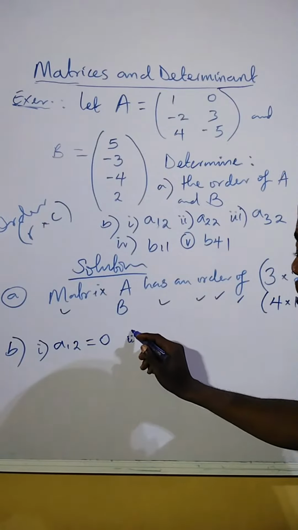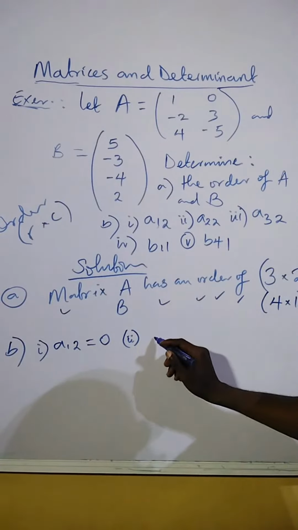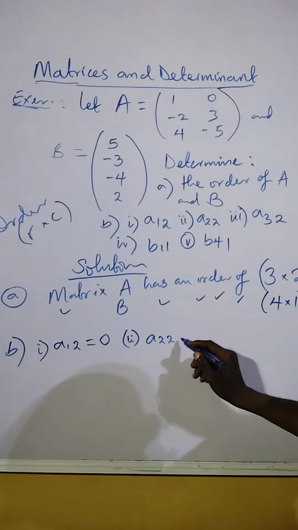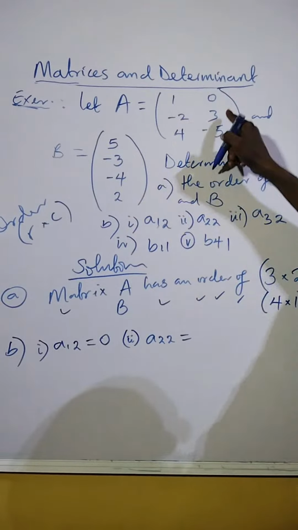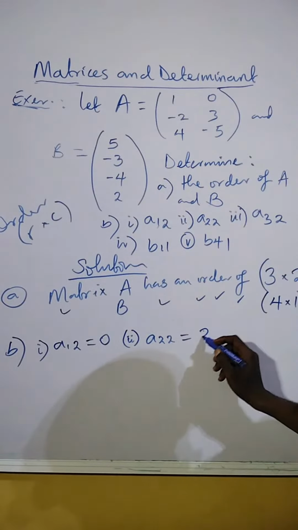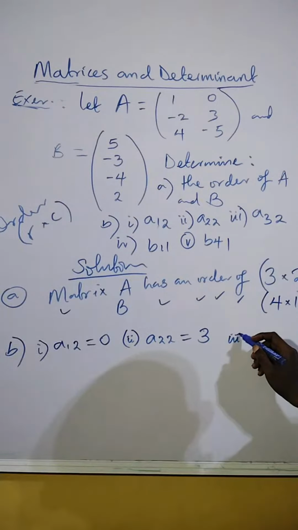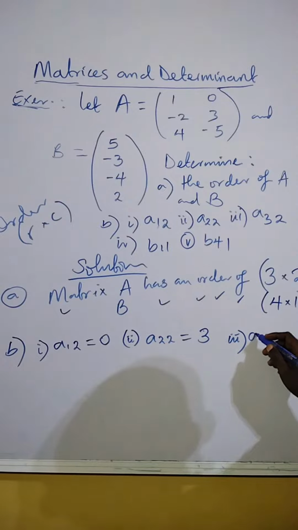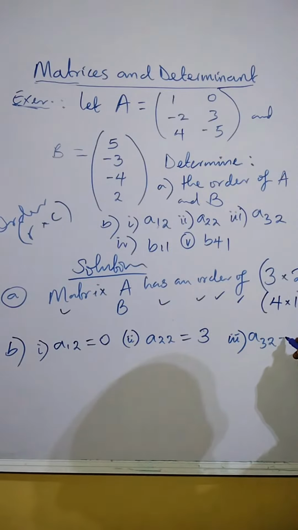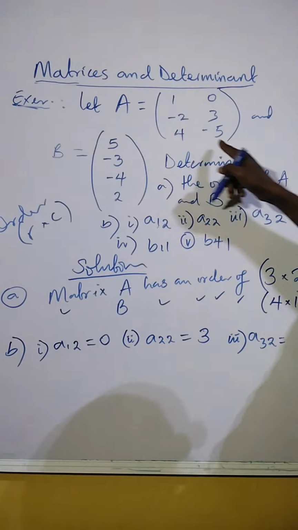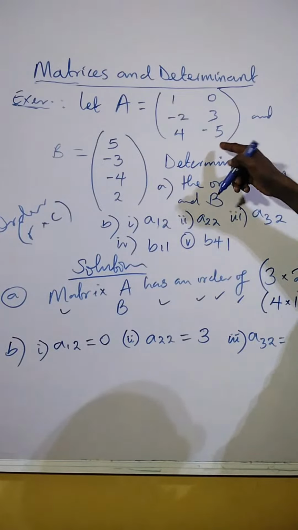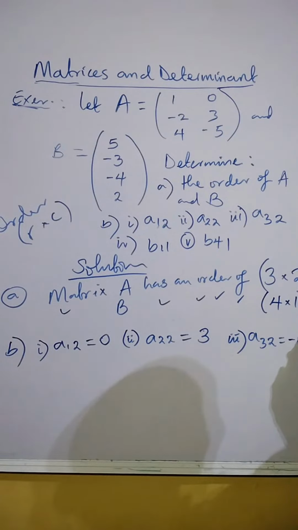The second one is A22. A22 means element in row 2, column 2. So row 2, column 2, that's 3. And from figure 3, we have A32. A32 is the element in row 3, column 2. Row 3, column 2, that's minus 5.